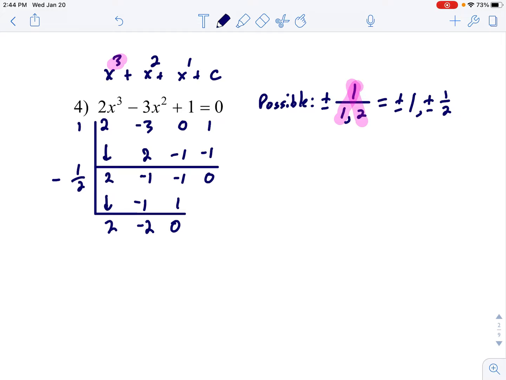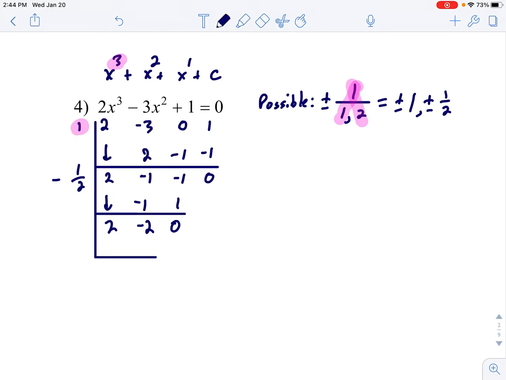And remember, there are 3 of them. But we've tried all 4 from our list. Positive 1 worked, negative 1 failed. Positive 1/2 failed, negative 1/2 worked. How can there be another one? Well, if you recall from previous lessons, there's something called multiplicity. The same answer can work more than once.